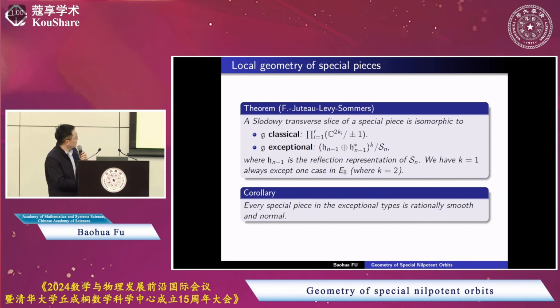The corollary we show: the special piece is rationally smooth. So this gives another proof of Lusztig's conjecture in the exceptional types. And also they are normal. This is a new result. Before us, this could not be proven for E7 and E8.